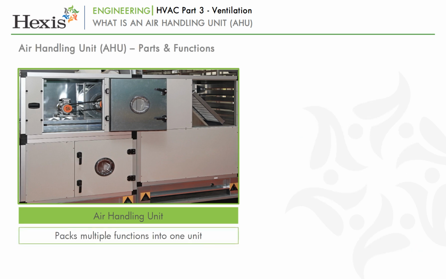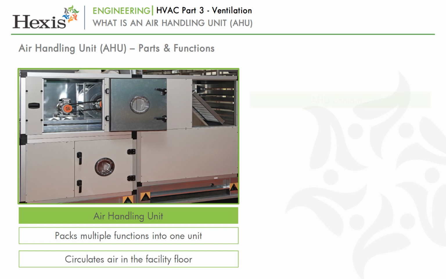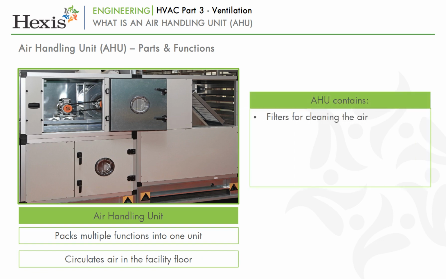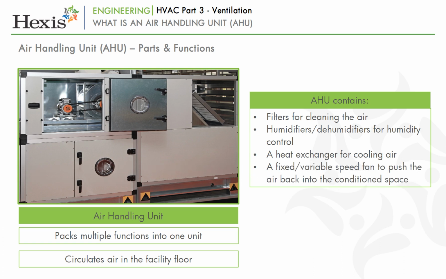The air handling unit packs multiple functions into one unit and, with the help of supply and return air ducting, circulates the air in the facility floor. The AHU has filters for cleaning the air, humidifiers and dehumidifiers for humidity control, a heat exchanger which cools the air, and a fixed or variable speed fan to push the air back into the conditioned space.